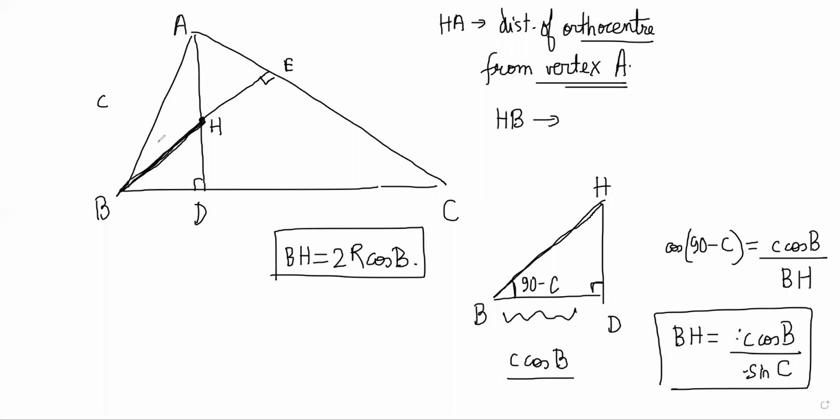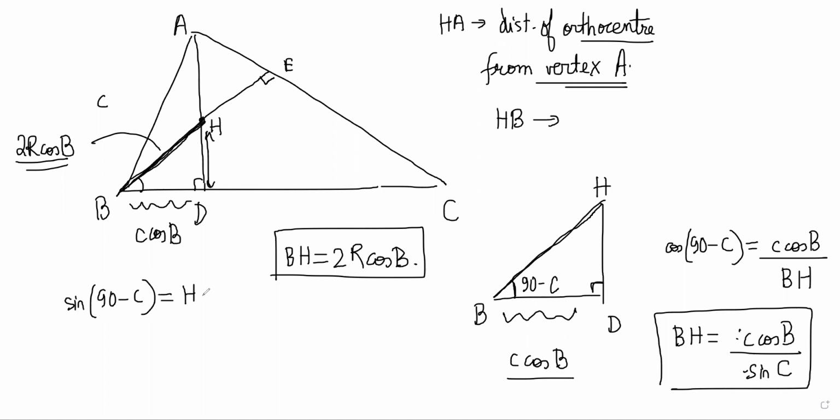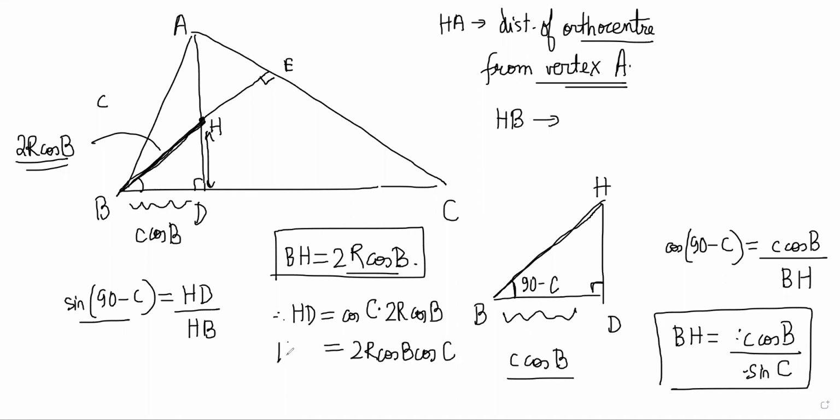Once you get BH length as 2R cos B, after that it is very easy to find HD because now you know this is C cos B and this is 2R cos B. So you can find HD, right? You can again do a trigonometric ratio. You can say that sine of 90 minus C would be HD by HB, right? Therefore, HD would be equal to cos C multiplied by 2R cos B. So it will be 2R cos B cos C, right? That is your HD.